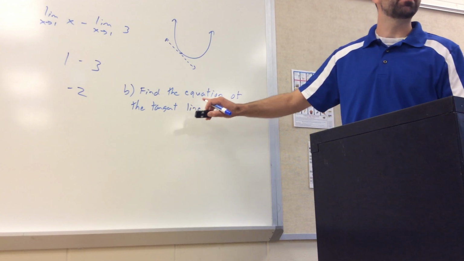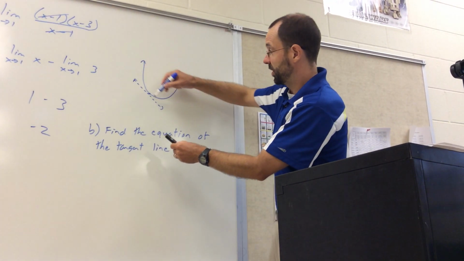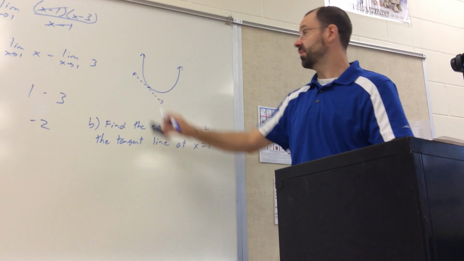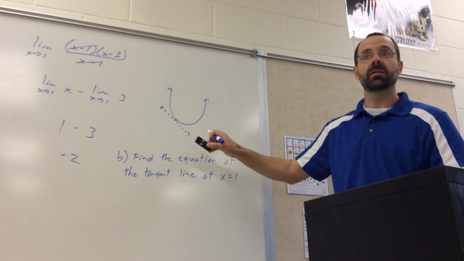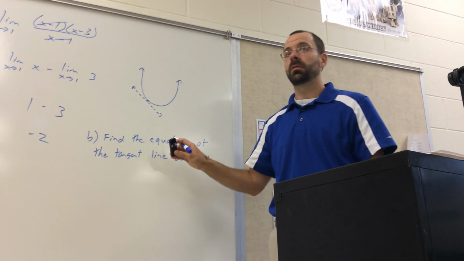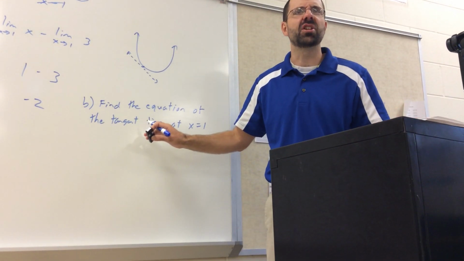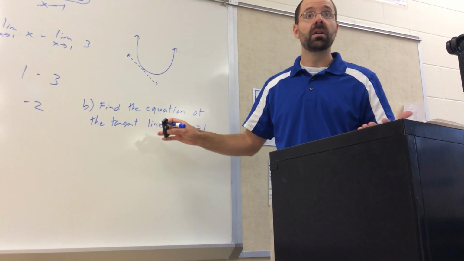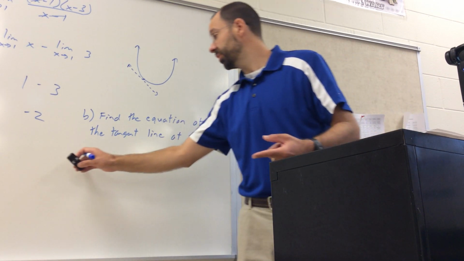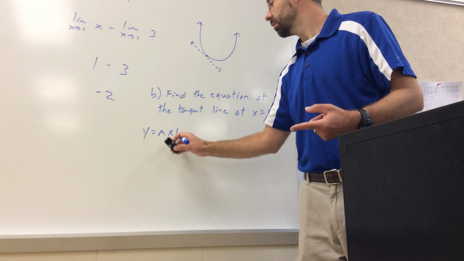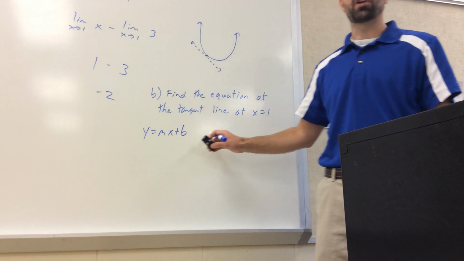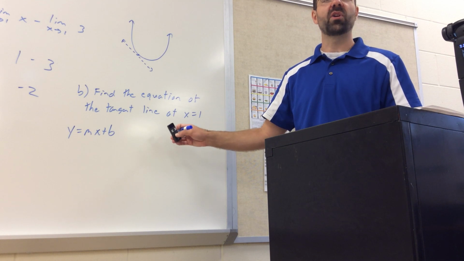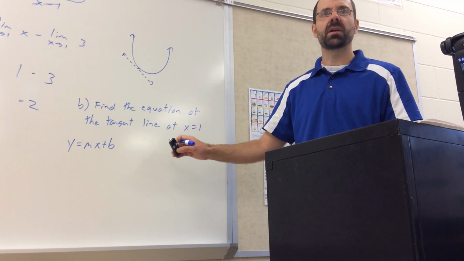Okay, so instead of finding the slope of this line, which is what I did in part A, now part B is asking for the equation of this line. Okay, what is the equation of a line? How do you do that? Yeah. y equals mx plus b is one option, right? What's another option? There's something called point slope form, right? y minus y1 equals m times x minus x1.